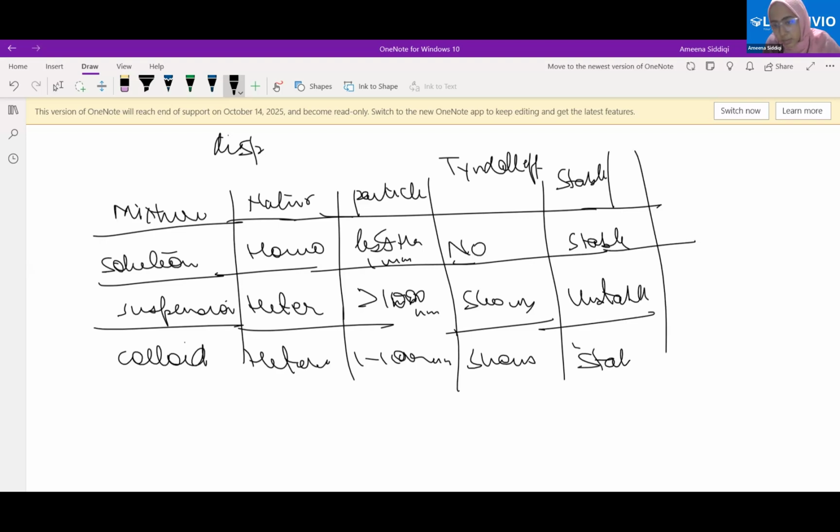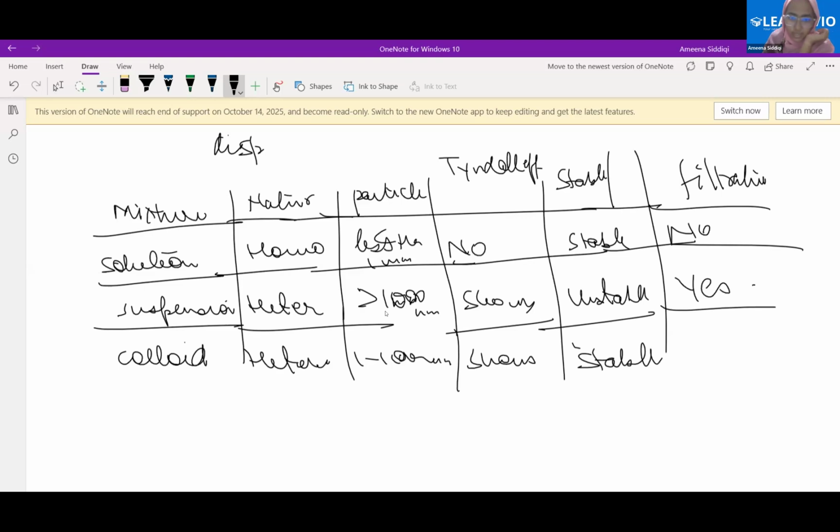Stable again. Okay. Unstable. Based on the stable and the unstable part, beta, can you tell me regarding the filtration? Will solution show filtration? No. Basically, can we separate the components of a solution using filtration? No, because it is a stable mixture. Fine. Can we separate the components of a suspension using filtration? Yes.